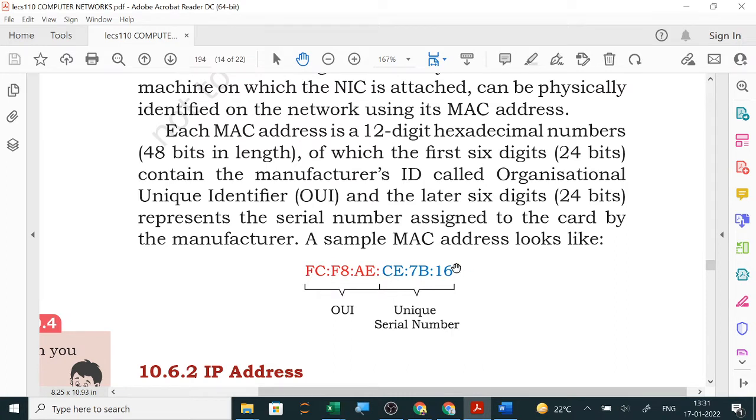So this is a complete MAC address. You can see it is a 12-digit hexadecimal number. Hexadecimal means from 0 to 15. After 9, 10 will be A, 11 will be B, and so on: A, B, C, D, E, F. Sorry, 0 to 15 it is, with A, B, C, D, E, F. So here you can see a hexadecimal number of 12 digits, separated by colons.